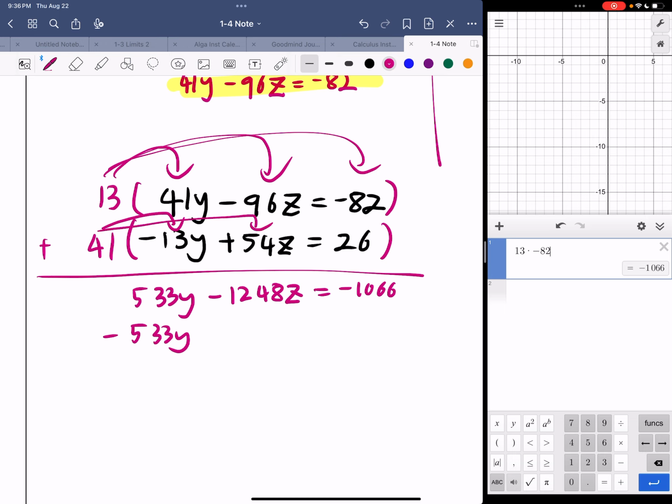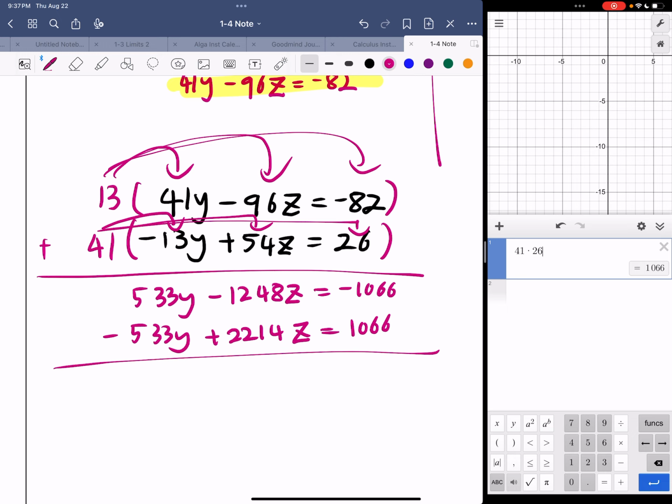41 times 54, it's going to be positive 2,214z equals 41 times 26, this is going to be 0, I'm pretty sure. So these two disappear. When I do this one, I don't even have to do it, but I'm going to do it for you guys.